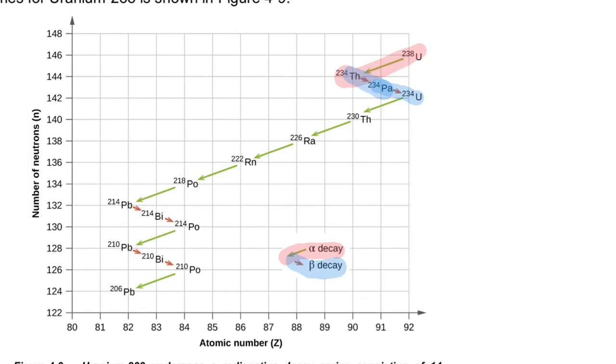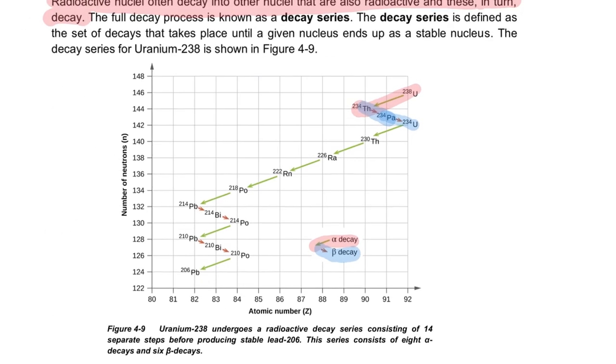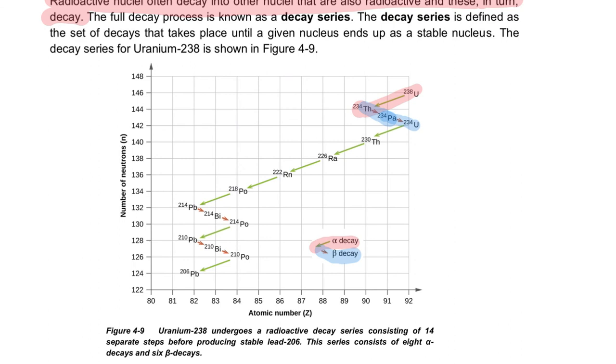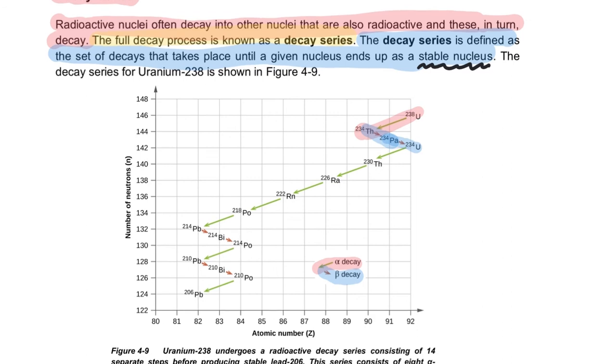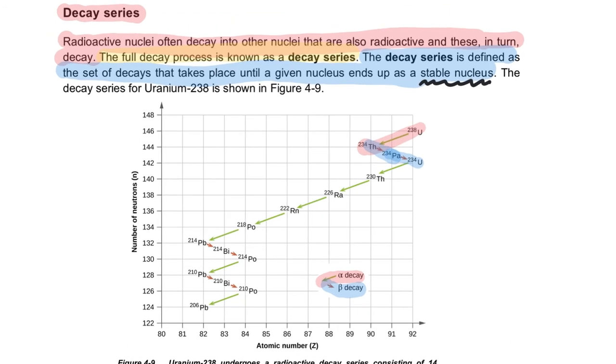So this is a very, very important concept, and we see here that this full decay process is known as a decay series. The definition of decay series is as follows. It's the set of decays that takes place until a given nucleus ends up as a stable nucleus, and that is key. The final end point of a decay series is that it's got to be a stable nucleus. And so this one is the decay series of uranium-238.